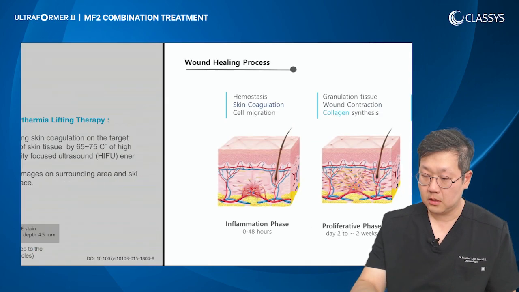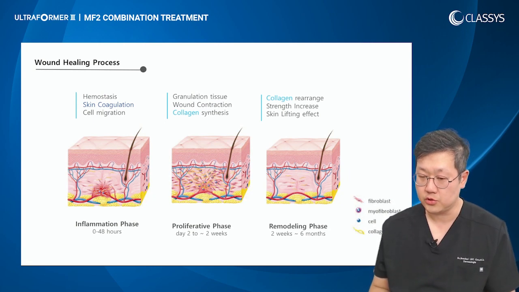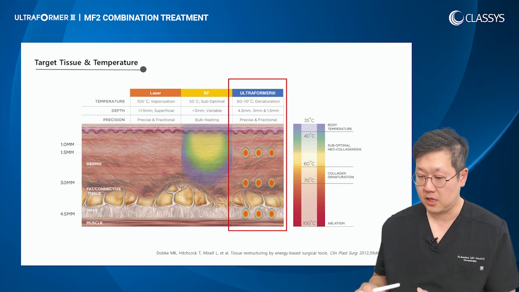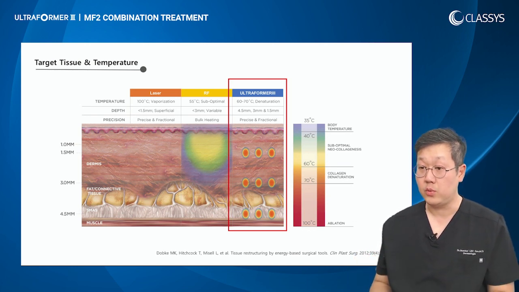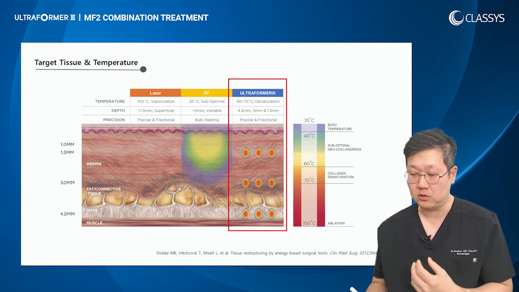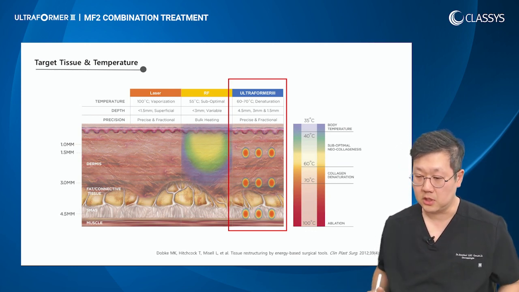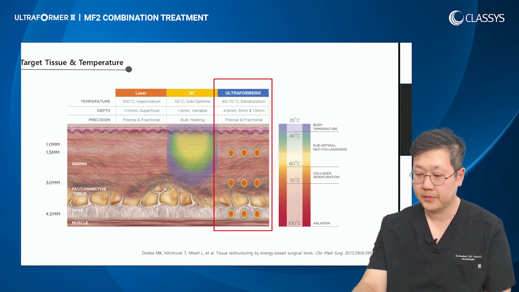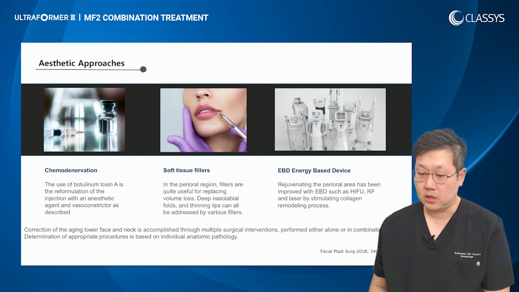Okay, to give this kind of process, we are using the wound healing process. We give skin coagulation at certain points, and that will make wound contraction using collagen synthesis, and then we will make collagen rearrangement, making the skin lifting effect. But if you are thinking about tissue temperatures, we will see that the deeper part, especially under the platysma muscles, needs a different kind of approach, and we will need a precise depth approach, which is very suitable for high-intensity focused ultrasound.